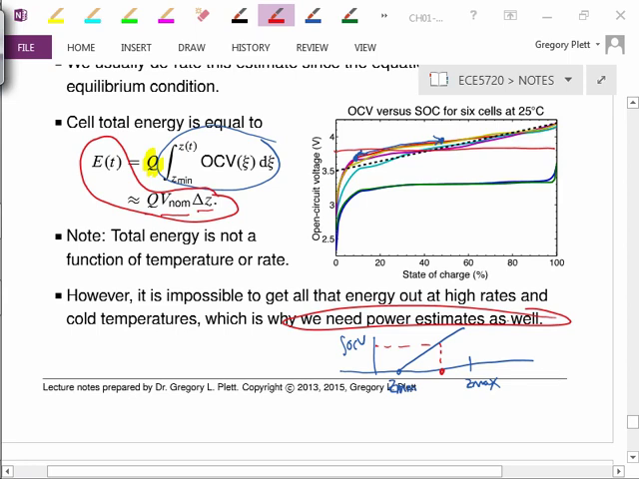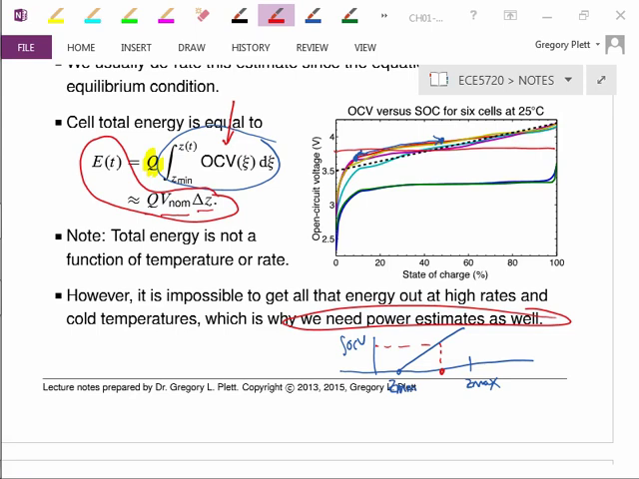I say that total energy is not a function of temperature. Well, that's almost true. Open circuit voltage is a function of temperature, but as we saw last semester, the open circuit voltage of a cell might change only on the order of maybe a half a millivolt or something like that per degree Celsius.